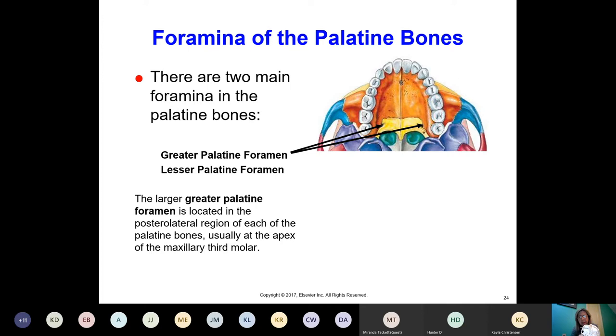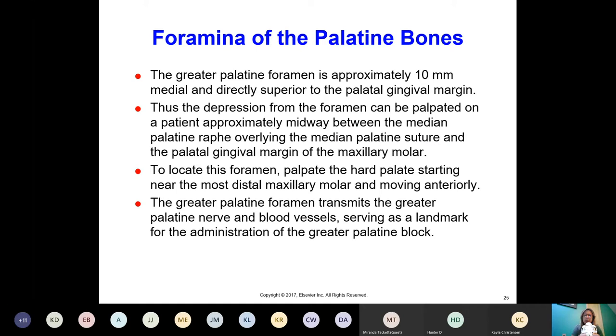The larger greater palatine foramen is approximately 10 millimeters medial and directly superior to the palatal gingival margin. So when you are looking to do a greater palatine injection, because you want to numb the tissue on the lingual or palatal side of the molars, the greater palatine foramen is 10 millimeters medial, or toward the midline, and directly superior, or directly above, the palatal gingival margin.